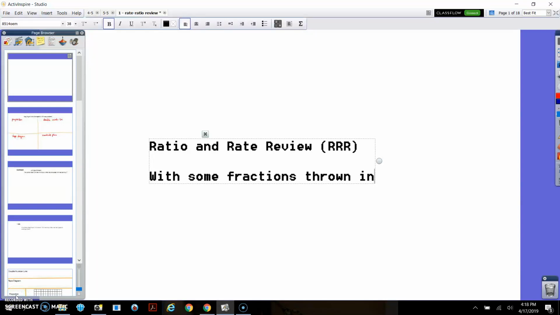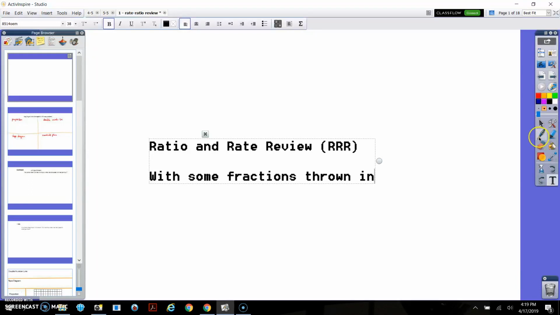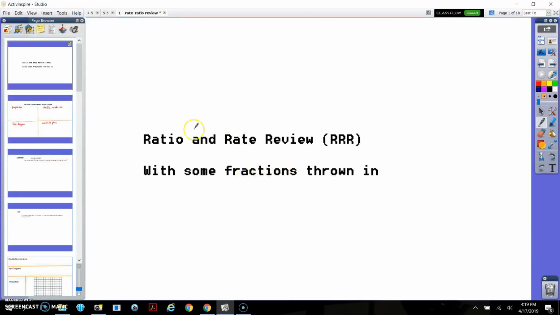Hey everybody, we are gonna switch back to one of our first topics from the year, 7th grade style now. So we're gonna review ratios and rates a little bit today. We're gonna throw in some fractions, which is a big part of the difference between ratios and rates in 6th grade, which we did probably in September, and ratios and rates in 7th grade.